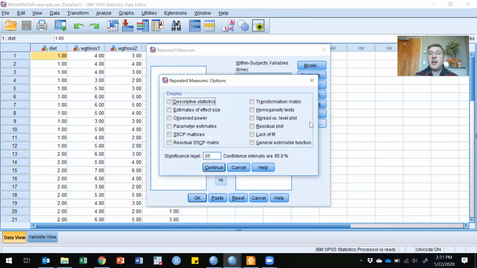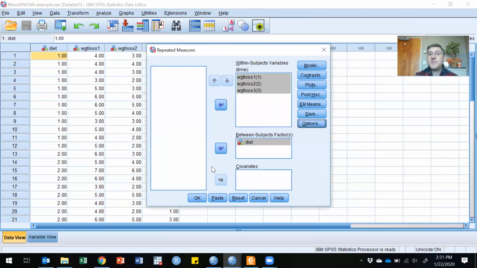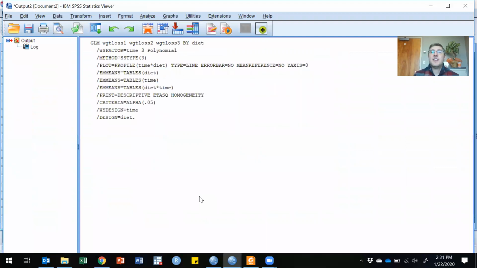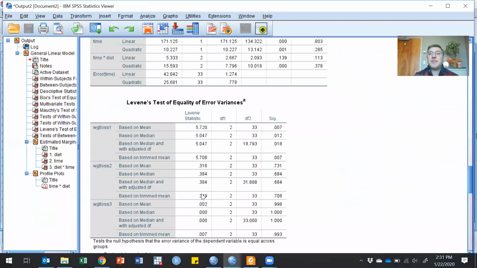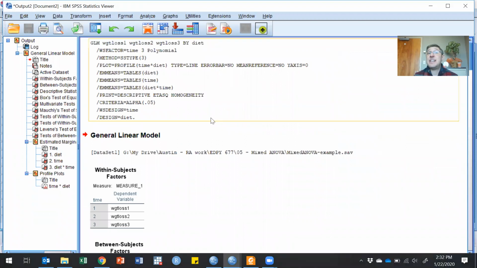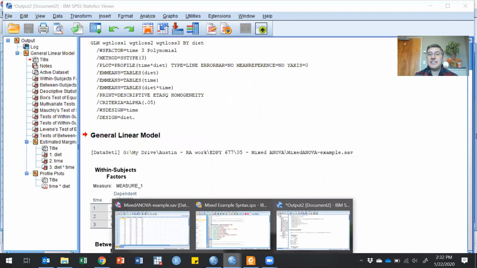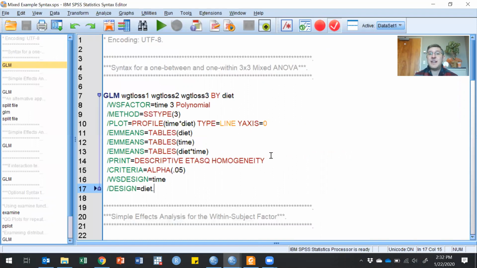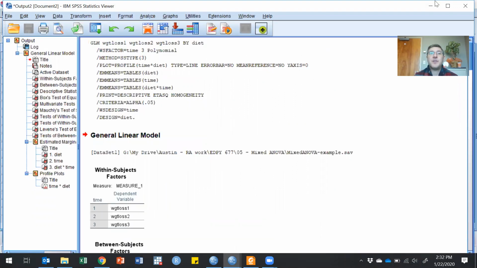And then we'll go over here to options. I'll get some descriptive statistics, estimates of effect size, and my homogeneity test. I think that's all we want there. And let's say okay. All right, so there we go. It gives us the syntax we need to create this. This should be the same thing that I have in my syntax file here, pretty similar.